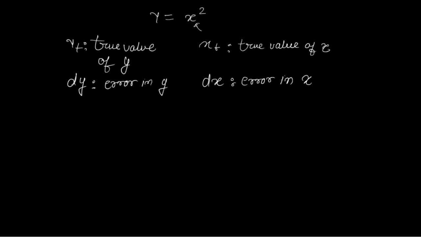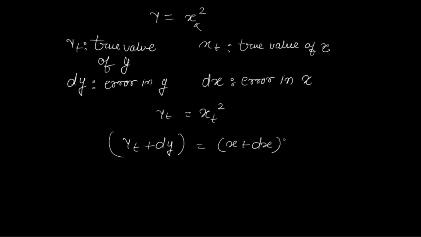We can write yt equal to xt square as per the relation. Now we can write y as yt plus dy, and x as xt plus dx, whole square. Now just solve it. yt plus dy equals xt, the true value of x, plus dx whole square.